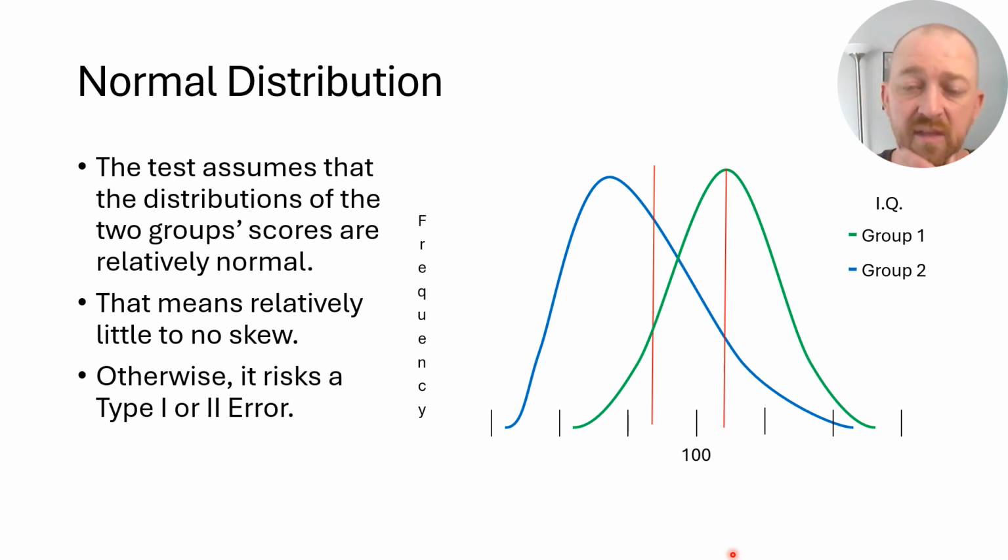Now, of course, the issue here is the independent samples t-test uses the means. It doesn't take into account the median or the mode for this particular group. And as we talked about, that may be the more appropriate measure of central tendency for that particular distribution.